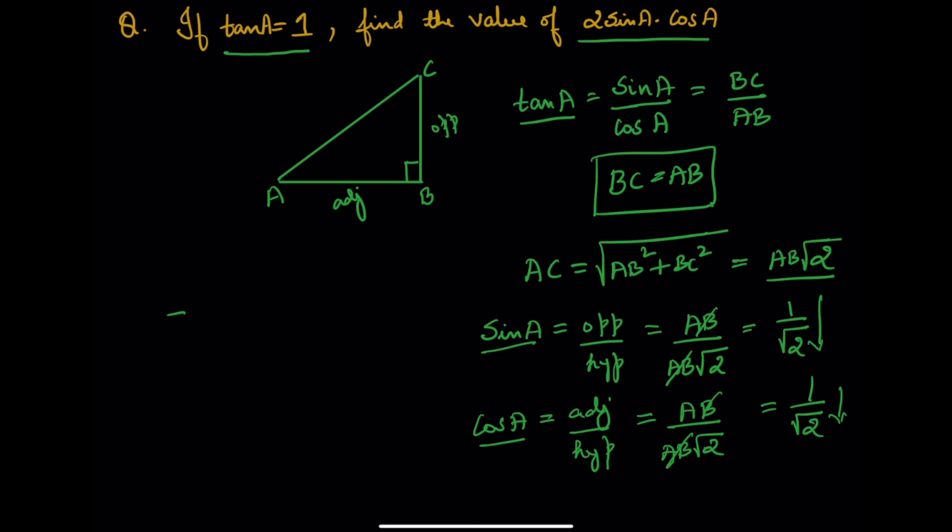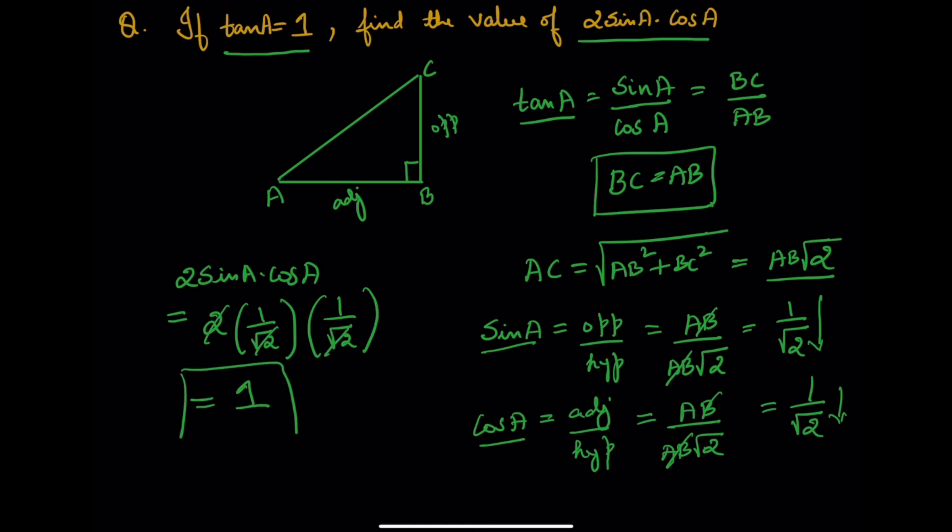So we just have to multiply this. 2 times sine A cos A is 2 times 1 by square root of 2, times 1 by square root of 2, and this cancels, so the value is equal to 1.